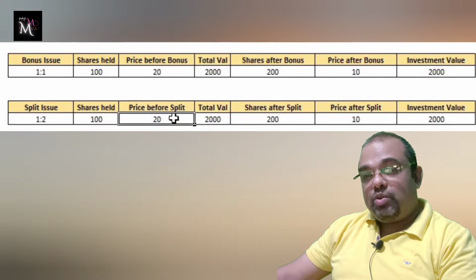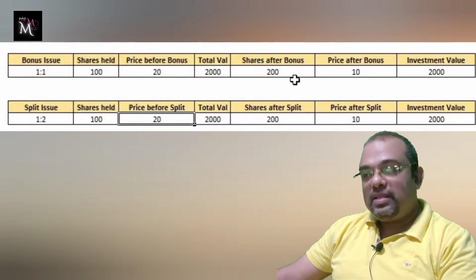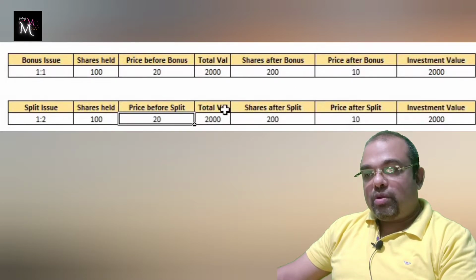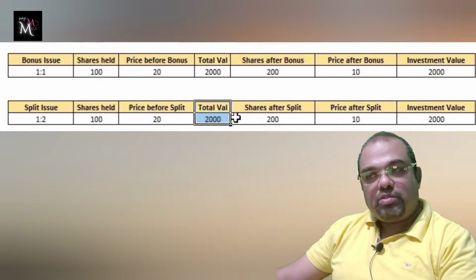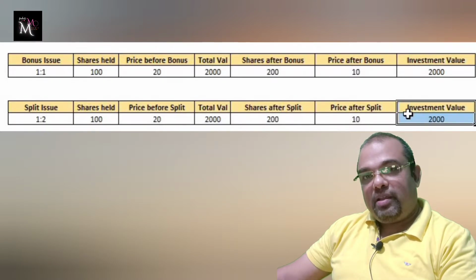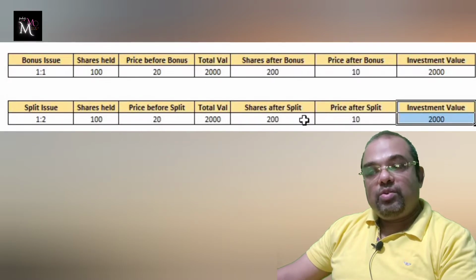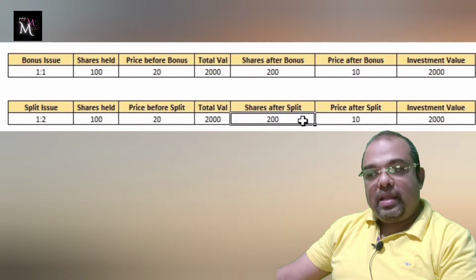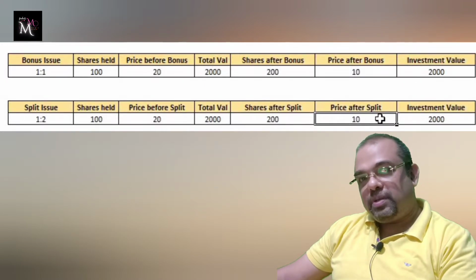So now the total valuation, again, remains the same. The total money that you have with the company was 2,000 rupees. The total money that you have after the split is also 2,000 rupees. But now you have 200 shares at a price of 10 rupees per share.